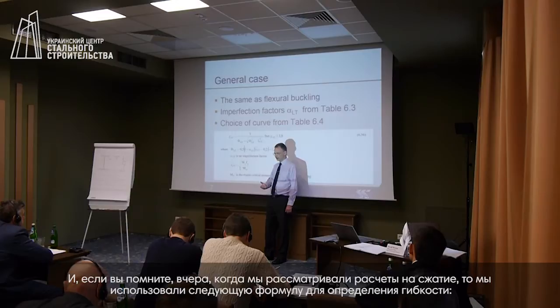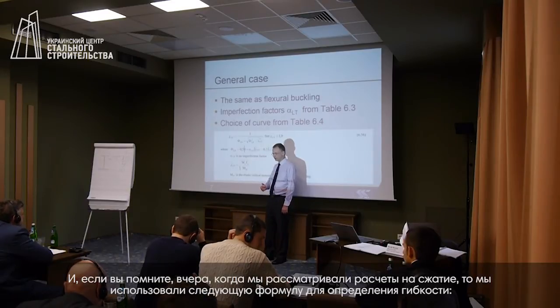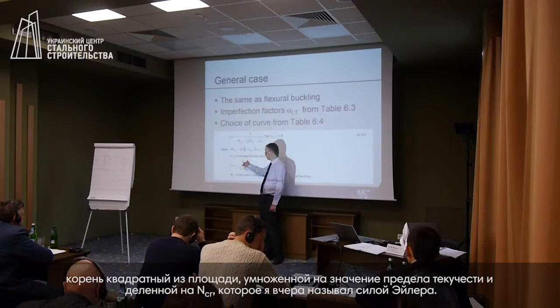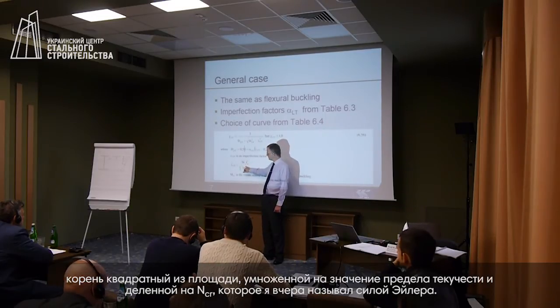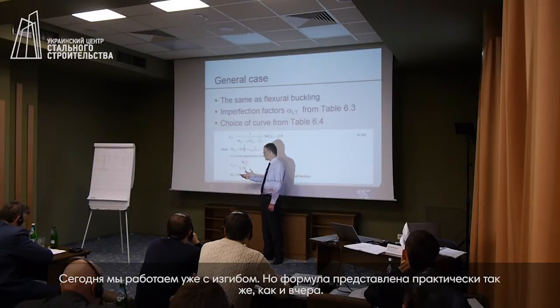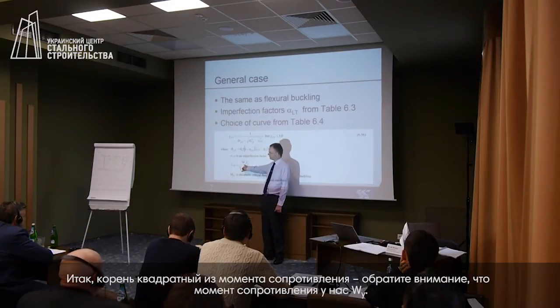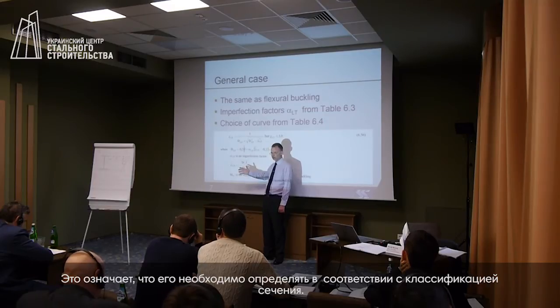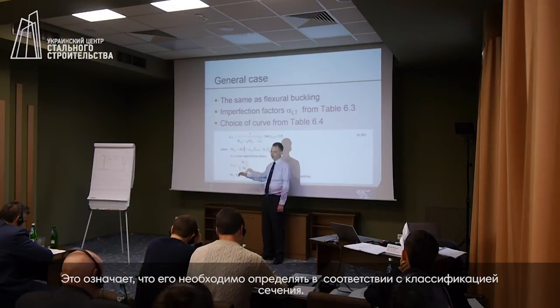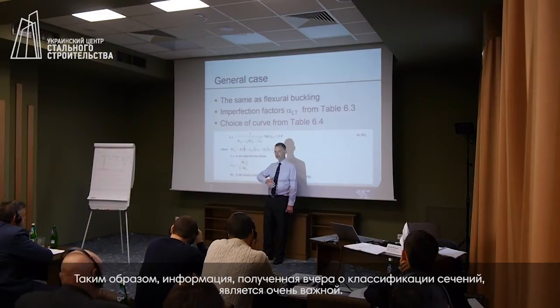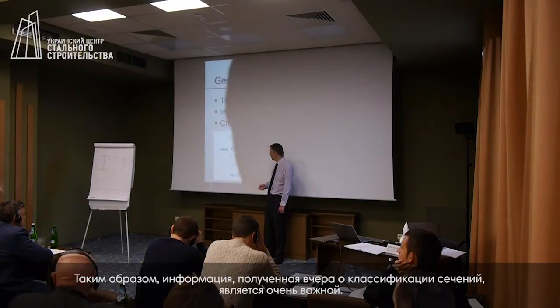And again from yesterday, when we were dealing with compression, you will remember that the expression for the slenderness lambda was the root of area times yield divided by N crit. And I called N crit the Euler load yesterday. Now we are in bending, but the expression is presented in the same way. The root of modulus, notice that the modulus is Wy. So again, we must decide which modulus to use, and that modulus will depend on the classification. So our examination of classification yesterday was very important.